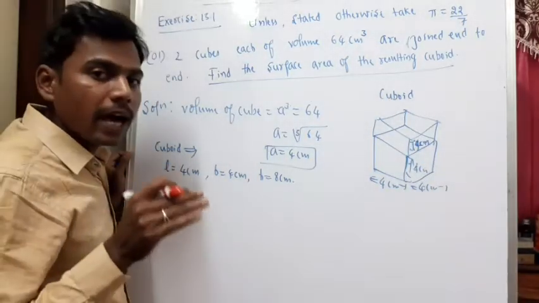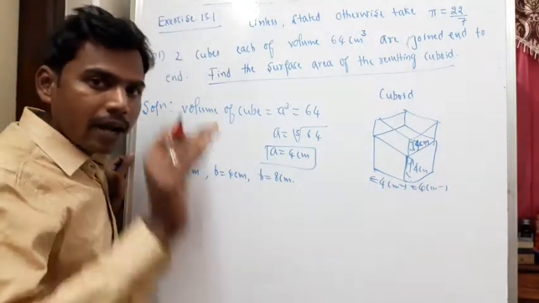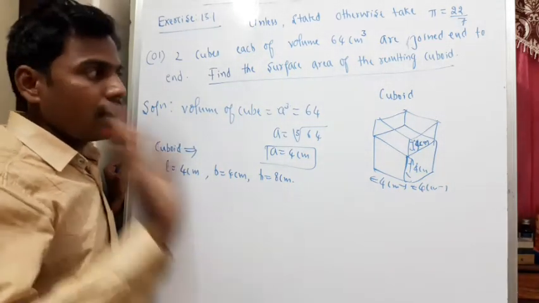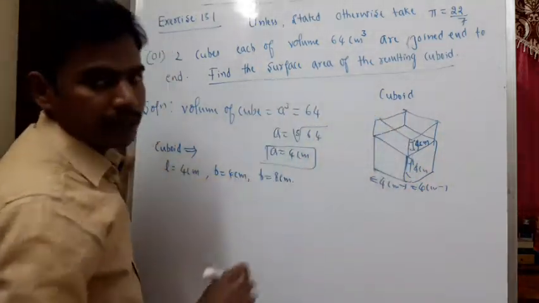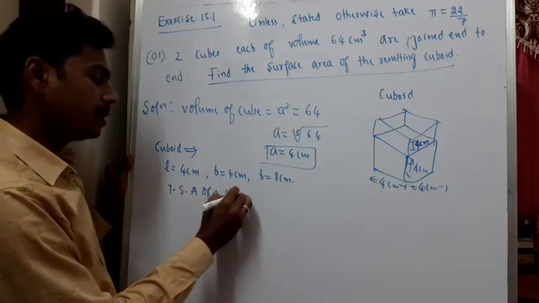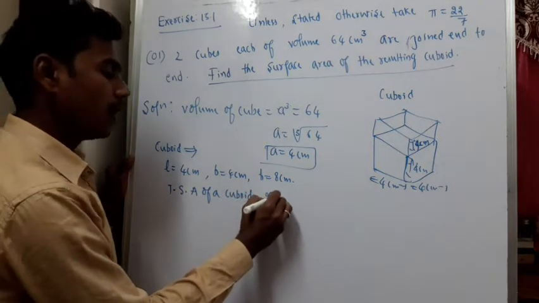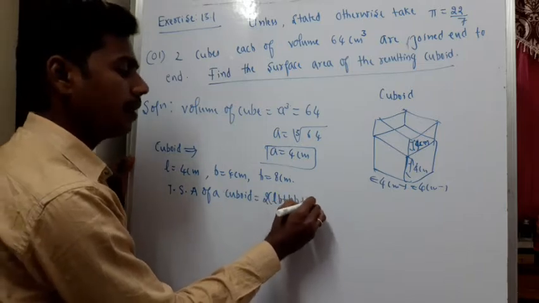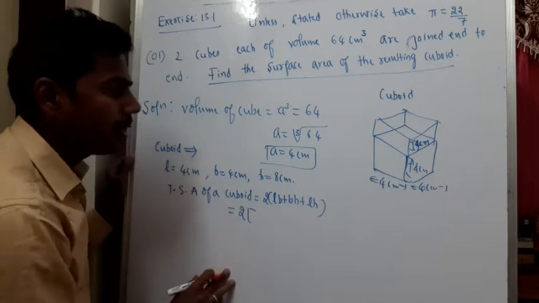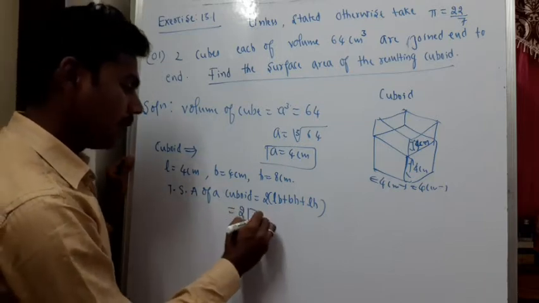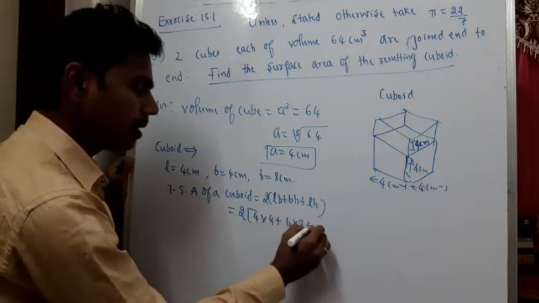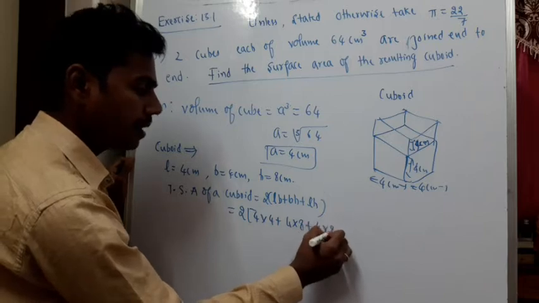See, if they are specific, if they want lateral surface area, they are going to mention it. If they are not mentioning it, understand that you need to measure the total surface area. So total surface area of a cuboid is equal to 2 into LB plus BH plus LH. Fine. Which is equal to 2 into, what is L? So L is 4. 4 into 4 plus B, what is B? 4 into 8 plus 4 into 8.